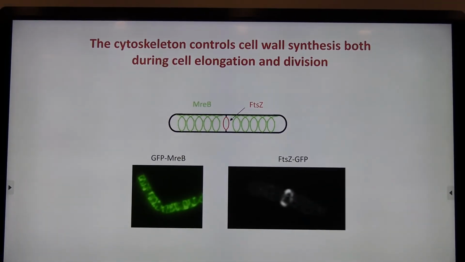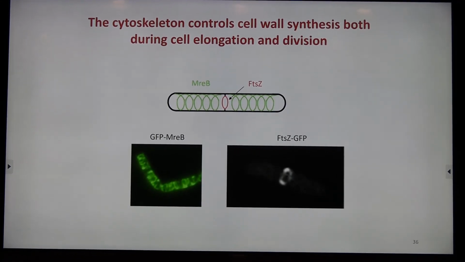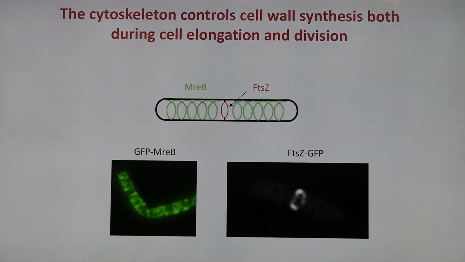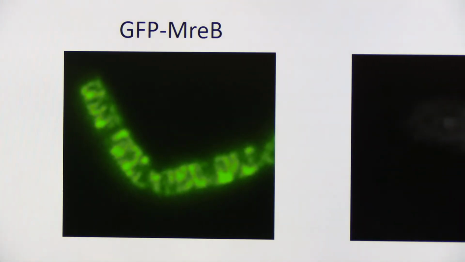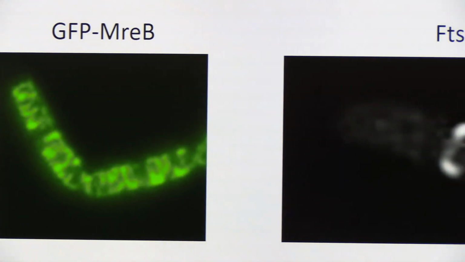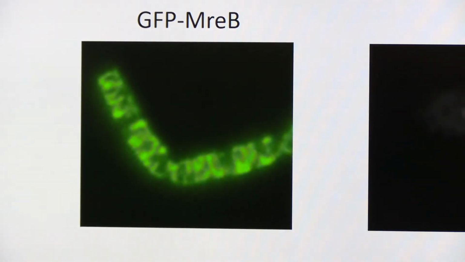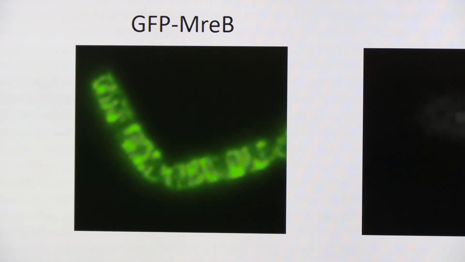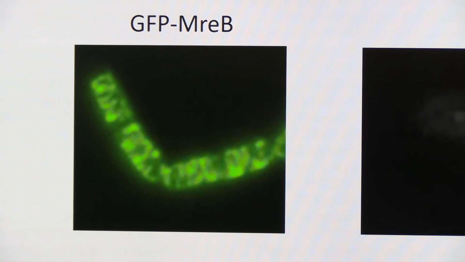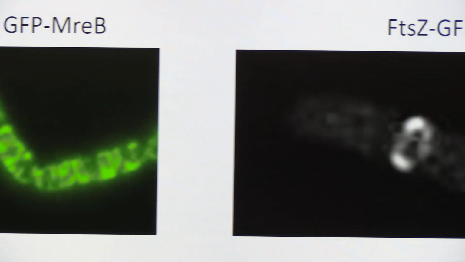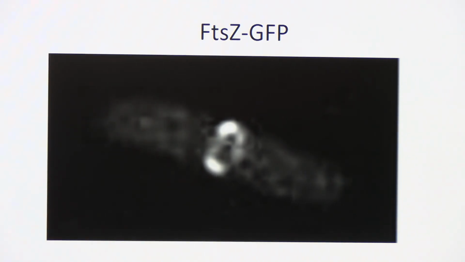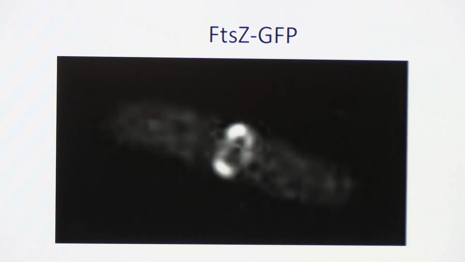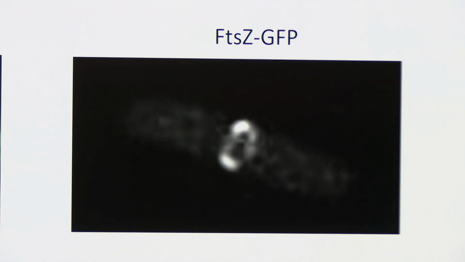Well, the cytoskeleton controls cell wall synthesis both during cell elongation and the cell division process. The coiled structure in this photo, the green coiled structure, shows the place of MreB polymers, and you can see from these fluorescence-labeled cells that the green color is basically all around these long cell shapes. And the FtsZ proteins form a ring in the center of the cells. This is a labeled FtsZ ring. You can see that the light ring structure is formed exactly in the center of the cells.